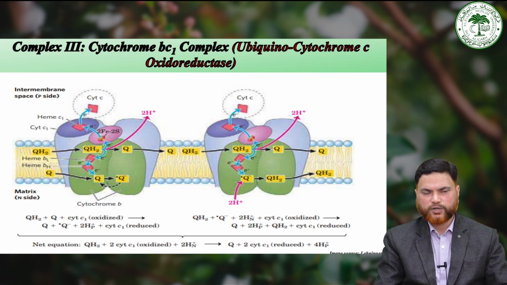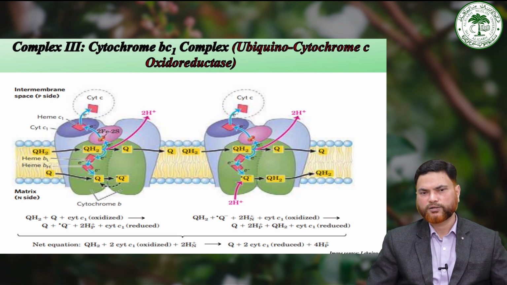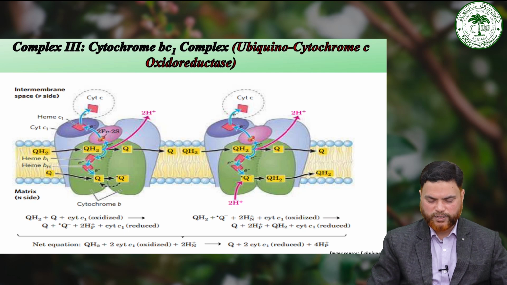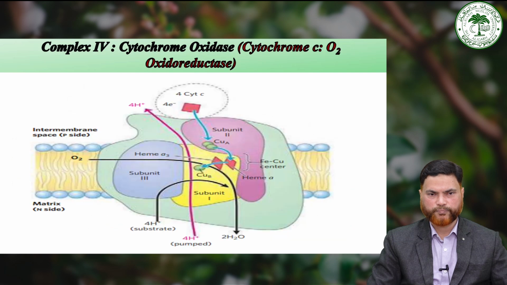A very interesting point I would like to share with all of you is that the Q cycle in the mitochondrial electron transport chain is very similar to that which occurs in the photosynthetic electron transport chain in chloroplasts. So this Q cycle is very much similar in mitochondria and chloroplasts.